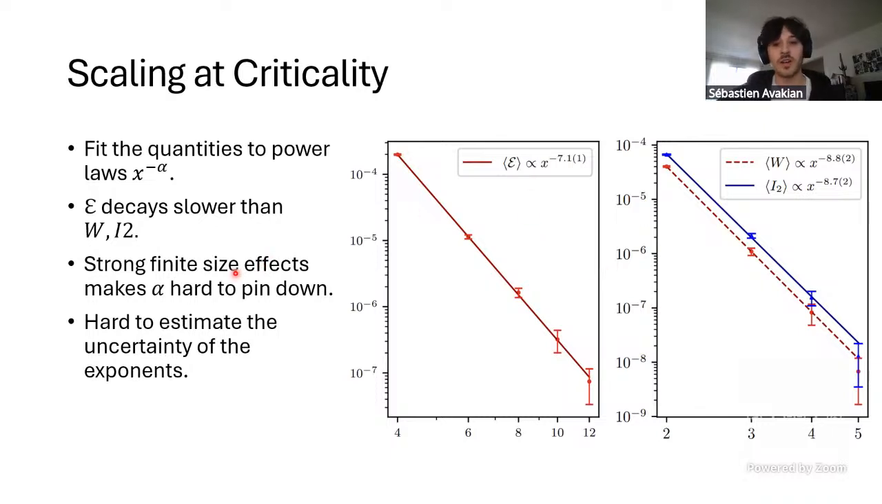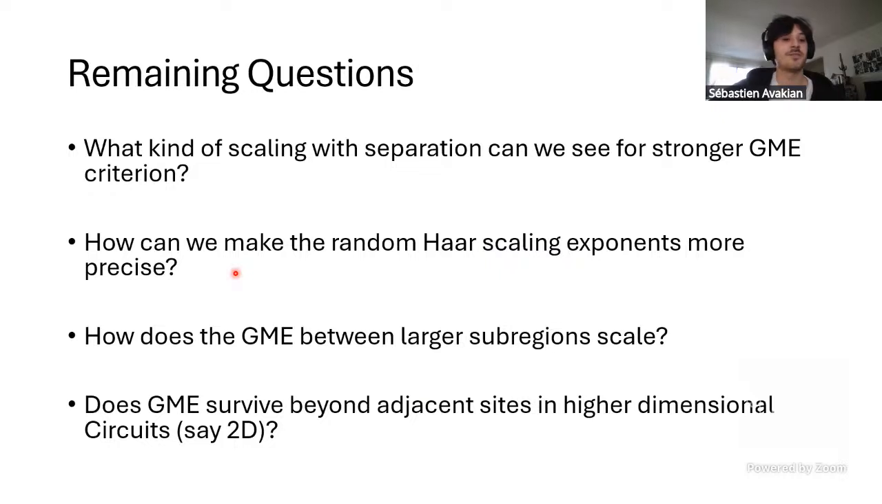Okay, so of this work, there are many remaining questions. Effectively, what scaling with separation can we see for a stronger GME criterion? W and I2 are sufficient, but they don't capture all forms of GME that are useful, or interesting rather. We can also ask, are there ways to stay in the random Haar picture but make these exponents more precise? Is there a better methodology to doing this?